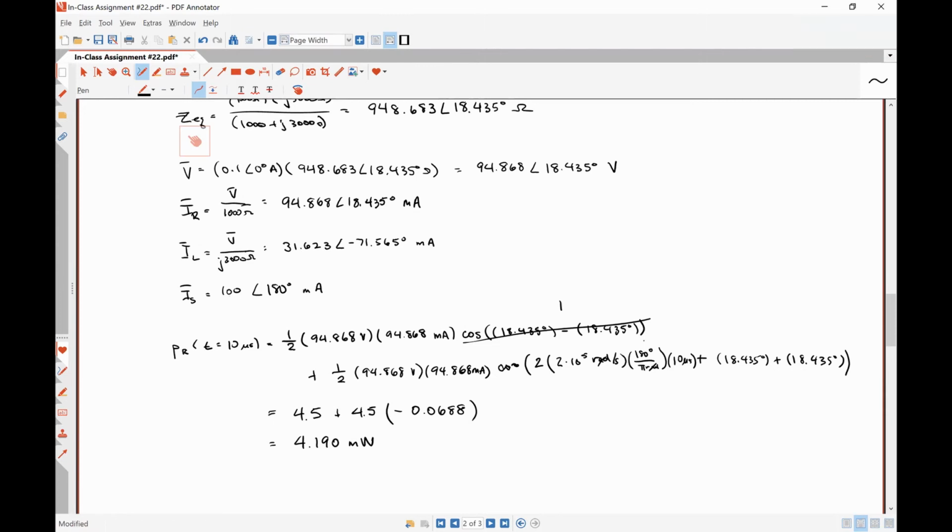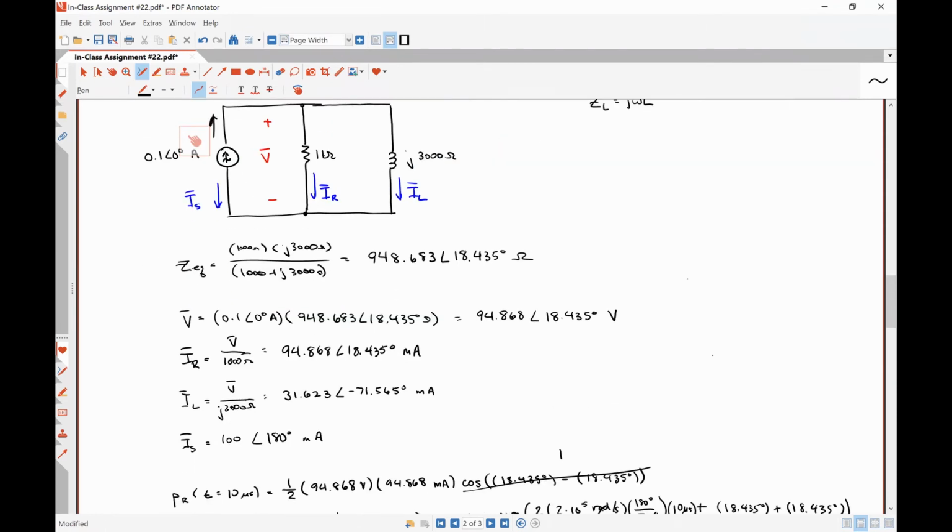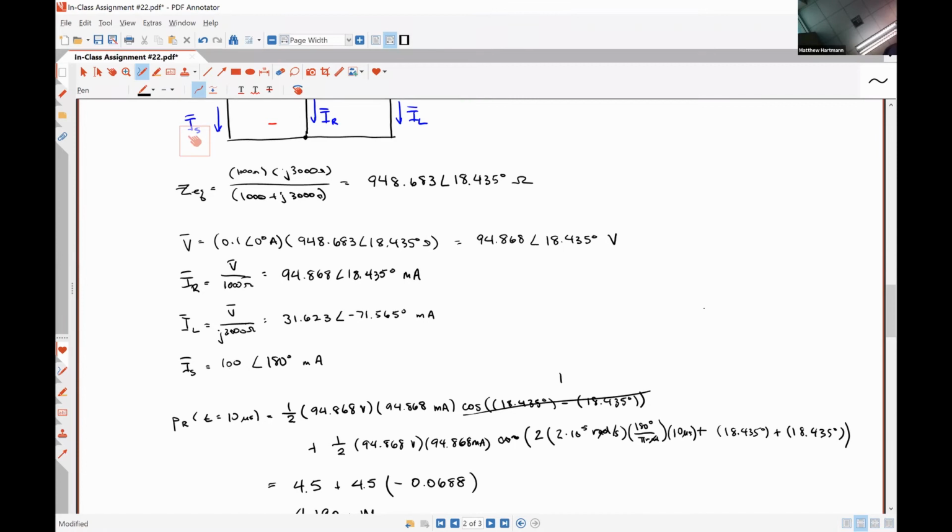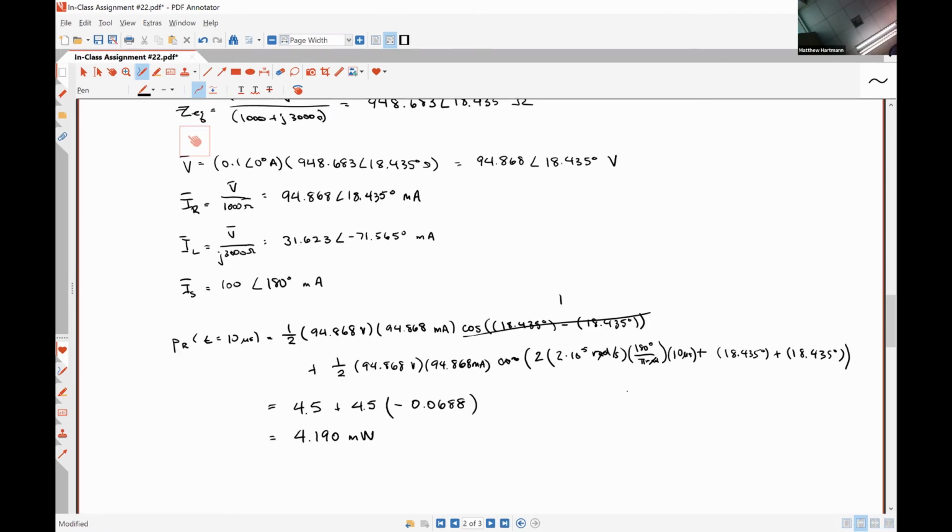How did you get to milliwatts instead of watts? Because the answers in watts. Let me double check what I did here in my calculation. Okay, so in my calculation, I did do 94.868 times 10 to the minus 3. So you were 100% correct. It should be watts. I got milliwatts because I saw volts times milliamps and forgot I had accounted for it in the calculator. So I apologize for that.